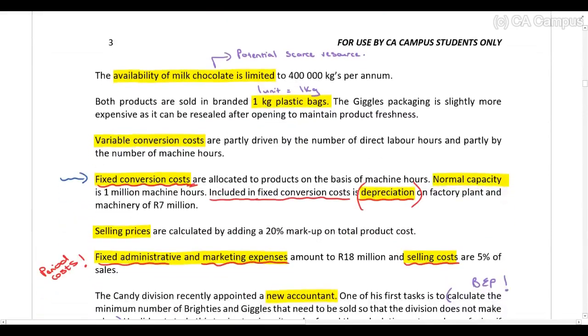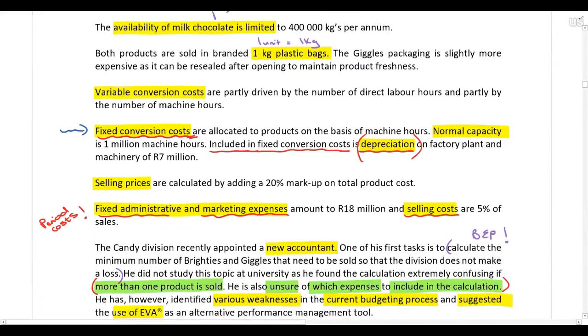So we were also told that the fixed conversion costs are allocated to products on the basis of machine hours, and normal capacity is 1 million machine hours, and included in those fixed conversion costs we have depreciation on factory, plant, and machinery. So guys, what we can do is we can work backwards.